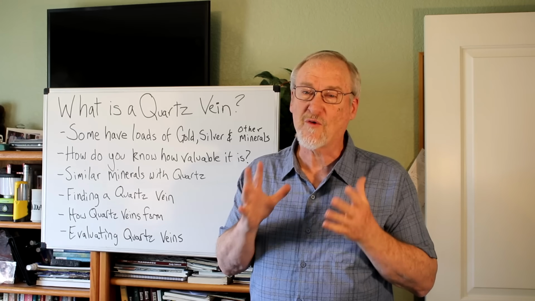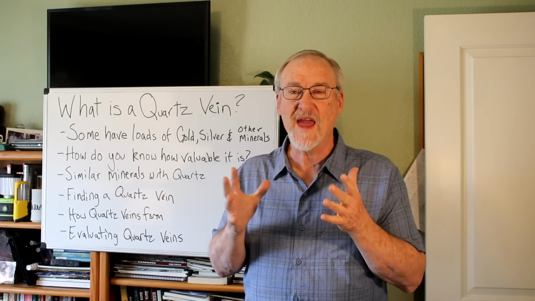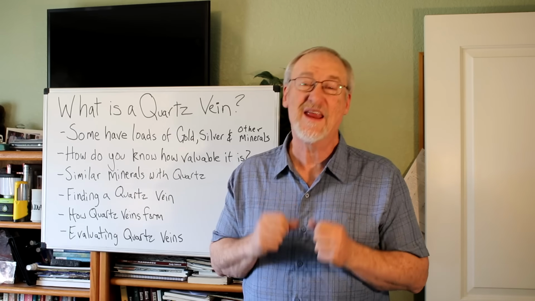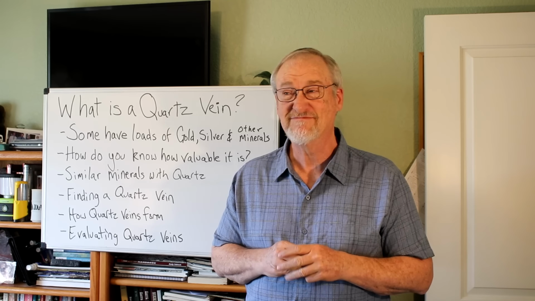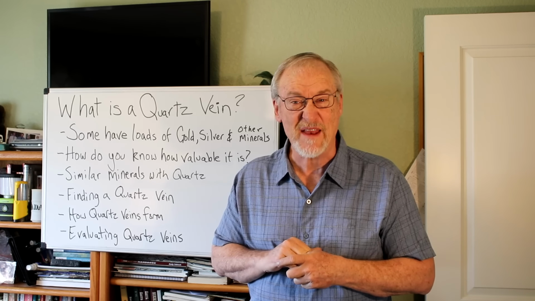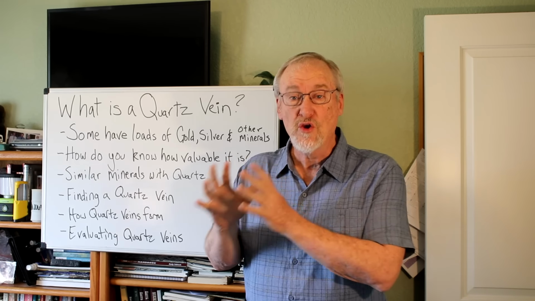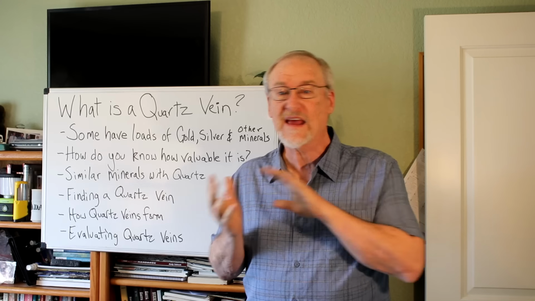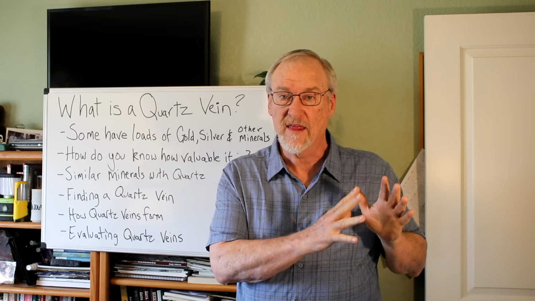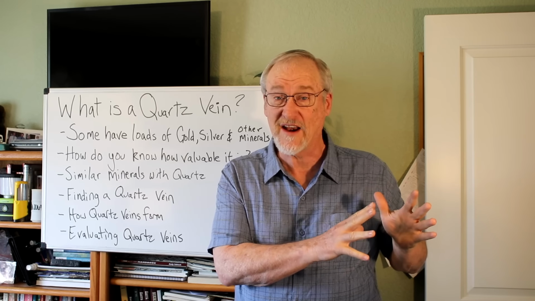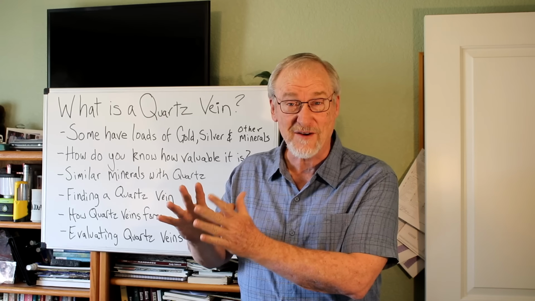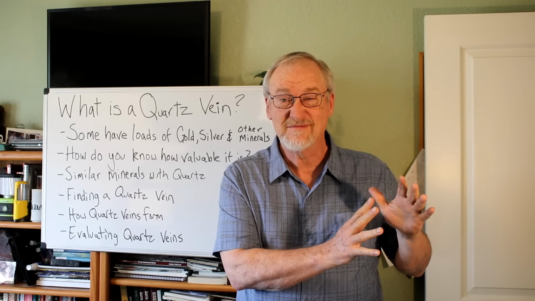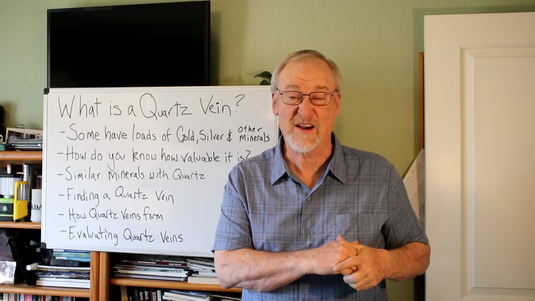Now, one of the things about quartz veins is because they're made up of the two most common elements in the Earth's crust, they're fairly common. And although usually if you find gold, you'll find quartz with it, it doesn't work the other way around. If you find gold, you're going to find quartz. But if you find quartz, you may or may not find gold.